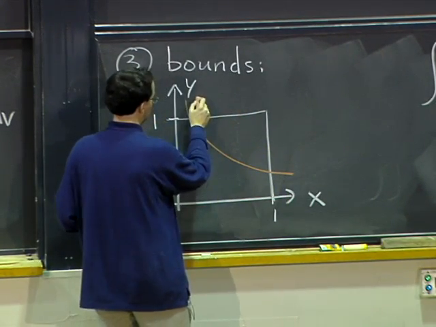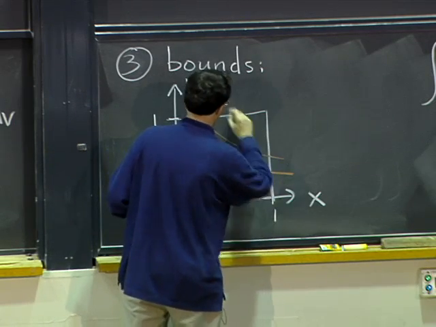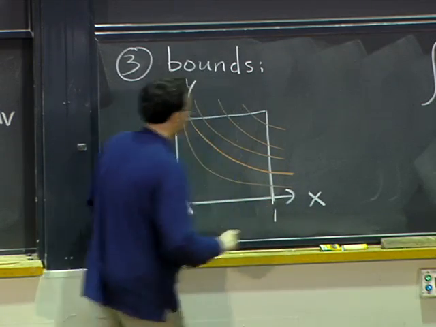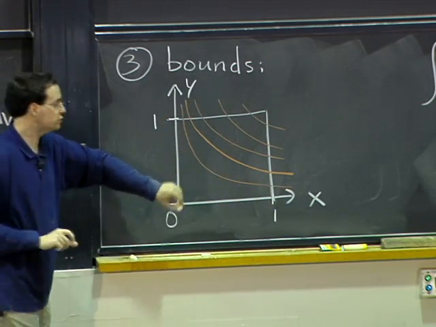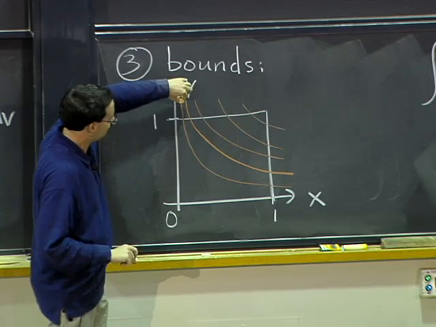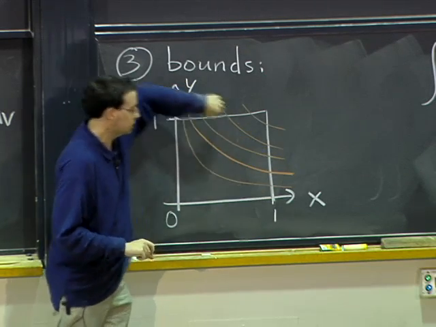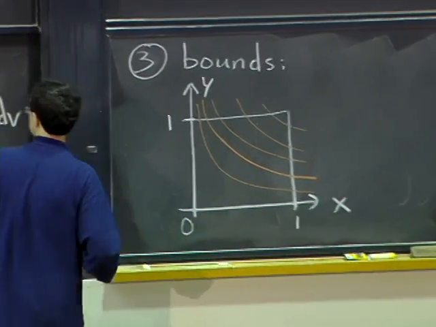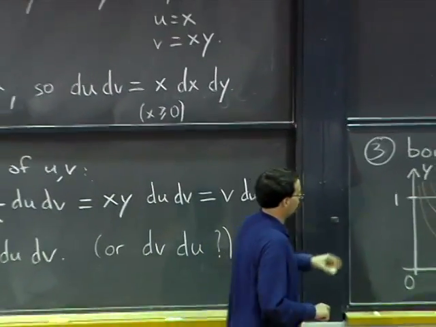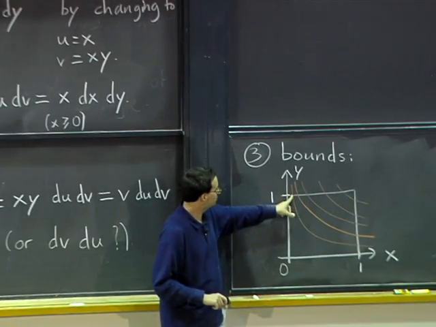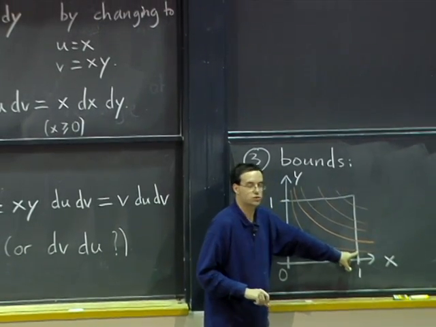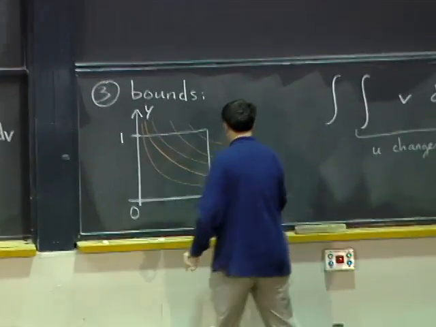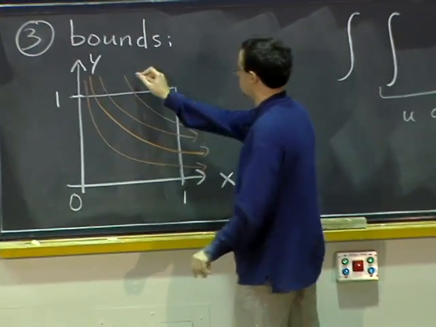So if I look at the various values of v that I can take, for each value of v, if I fix a value of v, I will be moving on one of these red curves. And u is the same thing as x. So that means u will increase. Here maybe it will be 0.1, and it will increase all the way to 1 here. So we're just traveling on each of these slices.